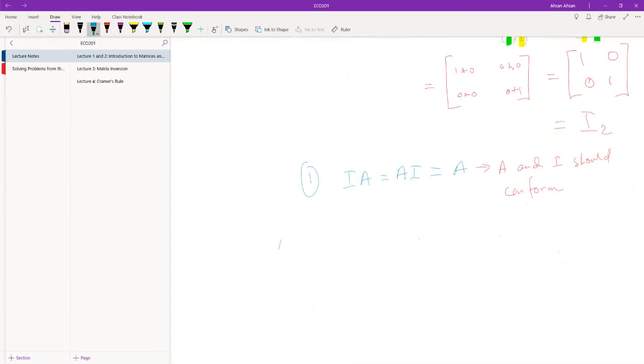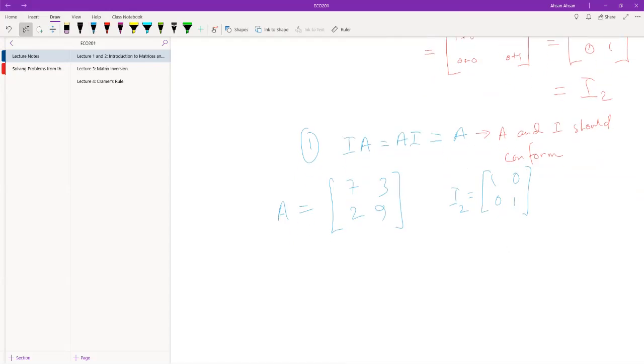Suppose we have A, which is equal to, let's say, 7, 3, 2, 9. Okay. And so it should be obvious that what we are going to need is an I2. If we have an I3 or an I4 or an I5, none of them will conform with A. And then obviously we can't multiply. If we can't multiply, we don't have an IA or AI.